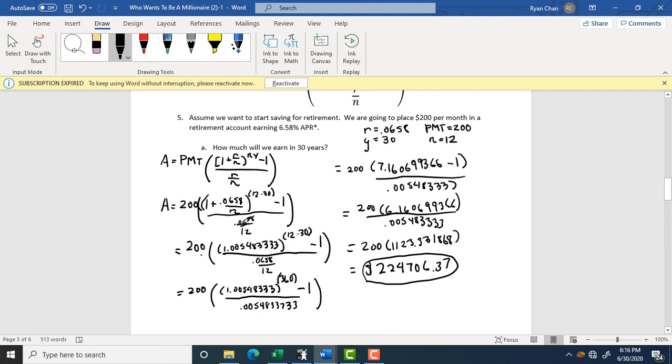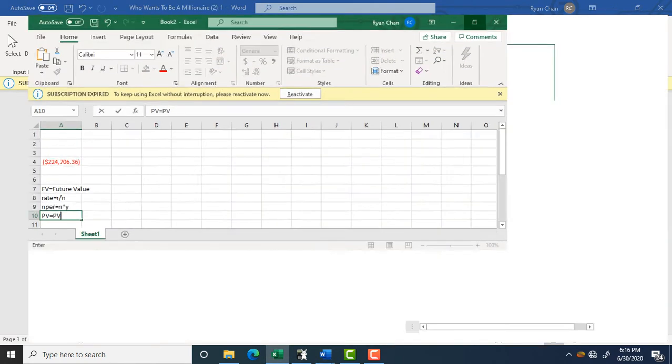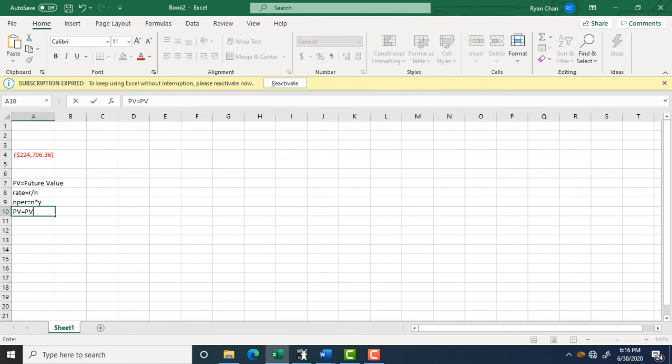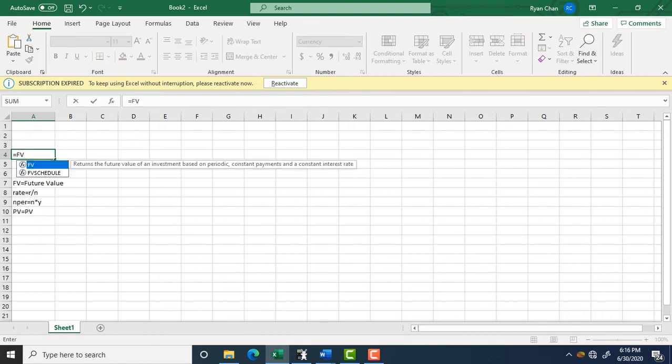Now you can double check in your Excel. We're going to be using this quite a bit in the next couple of weeks. So let me show this to you guys right here. There's a formula in Excel called future value. Okay, so let's talk about this here. If you watch my screen, when I press equal, type FV, and open parentheses, this is calculating the future value of a situation.